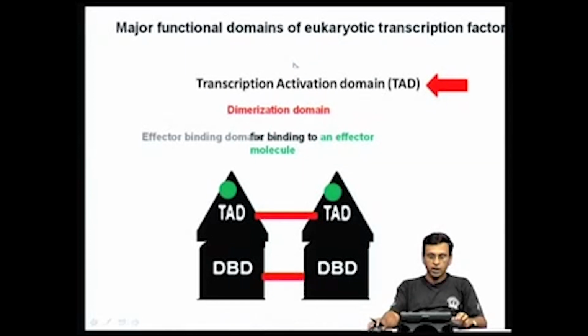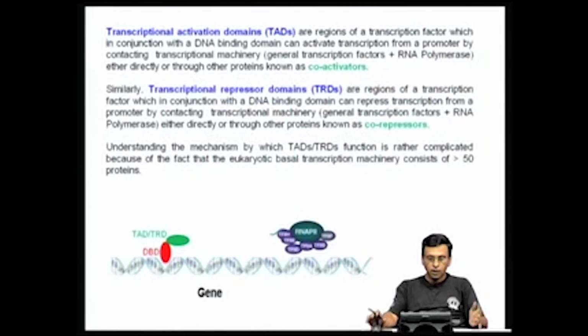Since we discussed the DNA binding domain extensively in the last class, we are going to skip that today and focus primarily on the transcription activation domain, and also a little bit on the dimerization domain and effector binding domain and so on and so forth. So let us now see what kind of experiments were done to understand the functions of various transcription activation domains in eukaryotic transcription factors. Now let us first see how you can define a transcription activation domain.